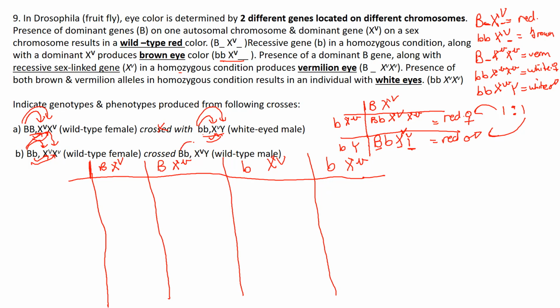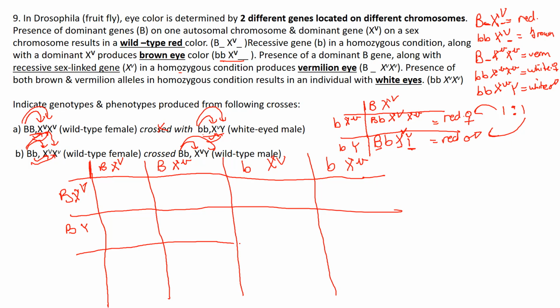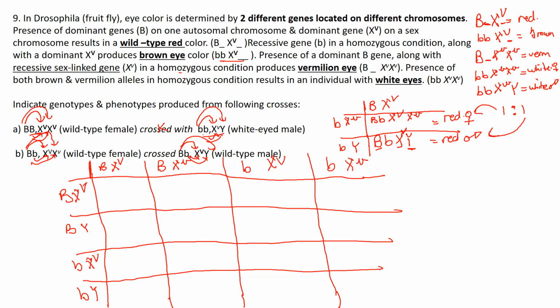So the male, big B with the X capital V. Big B with the Y. And again, in my opinion, hardest question with dihybrids that you're going to get there. Now, little b with the capital V, and little b with the Y. Okay, and probably beneficial to have lots of colors when we actually determine the phenotypes.